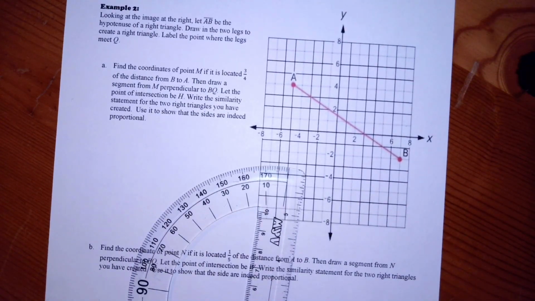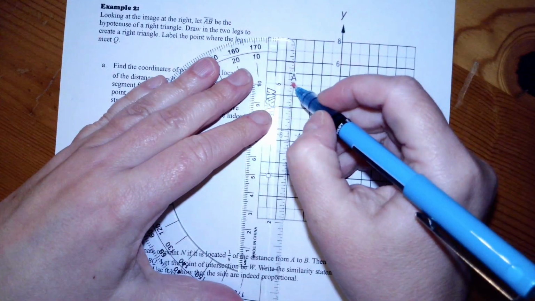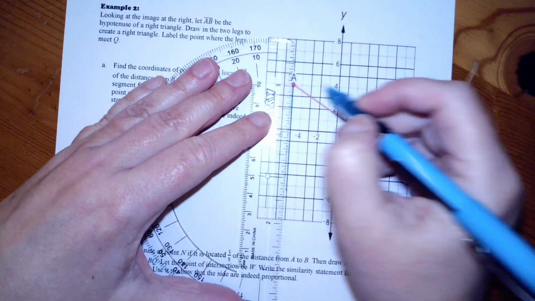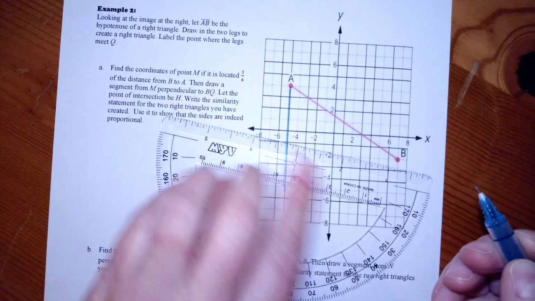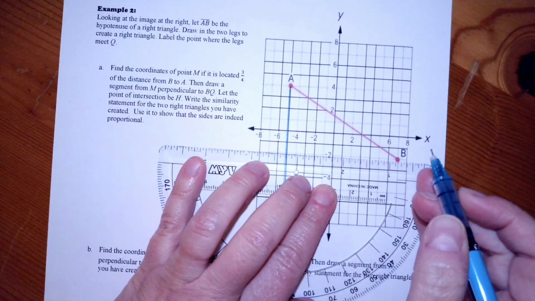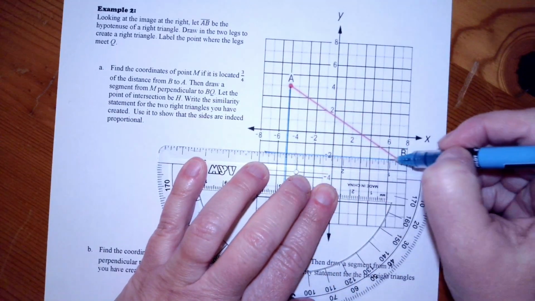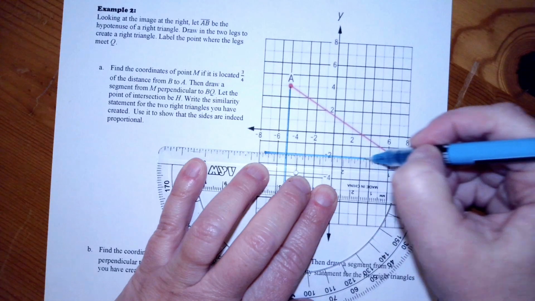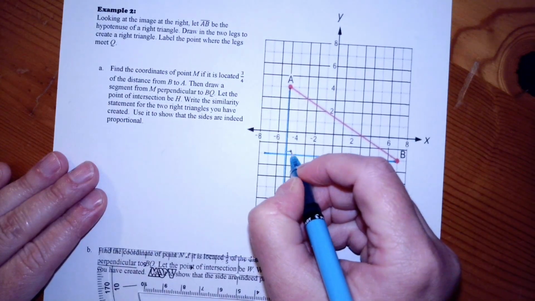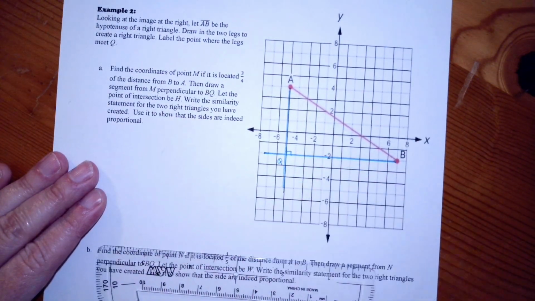to call it Q. So here's my vertical, right? Something like that. Make it a little thicker so hopefully you can see. And then I've got B. Okay, and where those meet, that's going to create the right angle, and that's going to be point Q.